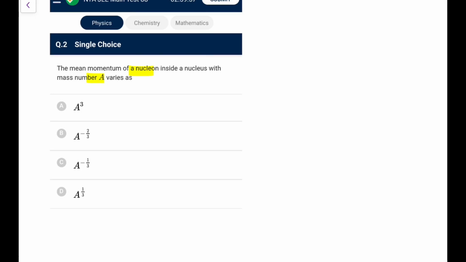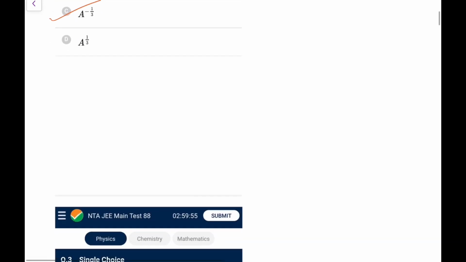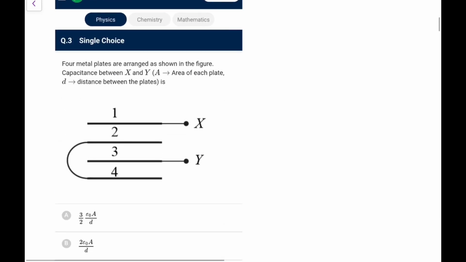Next, the mean momentum of a nucleon inside a nucleus with mass number A varies as. So here I can only guess it out. I can say that momentum is h upon lambda, and lambda would be of the order of the dimensions of the nucleus, r, and you know r is r naught A to the power 1 by 3. So lambda will be proportional to A to the power 1 by 3, so p will be proportional to A to the power minus 1 by 3. I'm going by this logic here only, and this is the way they have given.